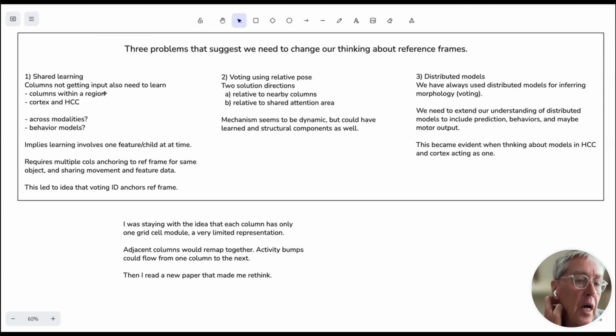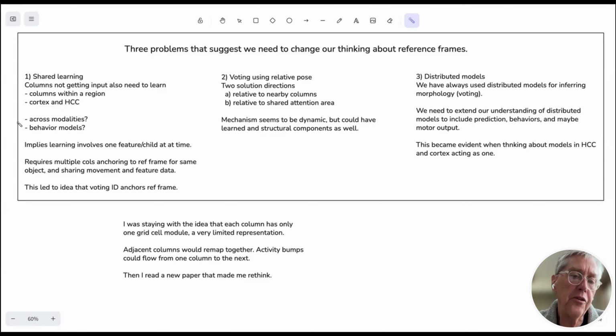We started this idea with columns within a region. Trying to remember how I get my little highlighter in. Here we go, like that. Columns in a region: there's a bunch of columns in V1, and they all have to have similar models, even if they aren't exposed to it. Then that got extended because we were talking about the hippocampal complex and how it and the cortex are learning models of the same object, but the hippocampus is learning quickly and the cortex is learning slowly. So when I think I'm learning something in V1, I have to be learning it in the hippocampal complex as well. So it's beyond the single region.